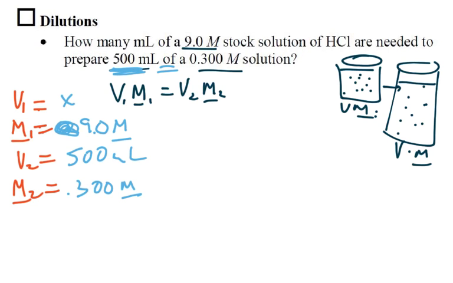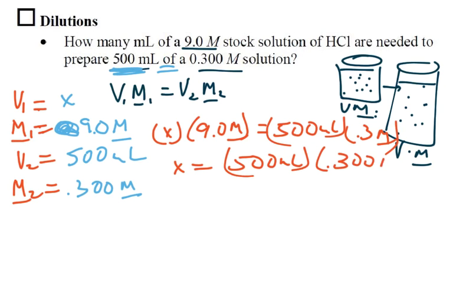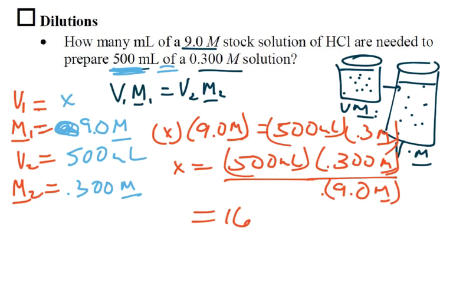So I've got my information, I've got my equation. I'm just going to go back now and substitute in. And so I'm going to say X times 9.0 molar is equal to 500 times 0.3 molar, kind of running out of space. And so I'm going to solve for X. So it's 500 milliliters times 0.3 molar over 9.0 molar. Okay, and when I calculate that up, I get 16.6666 repeating, so I would probably write that as 16.7 milliliters.